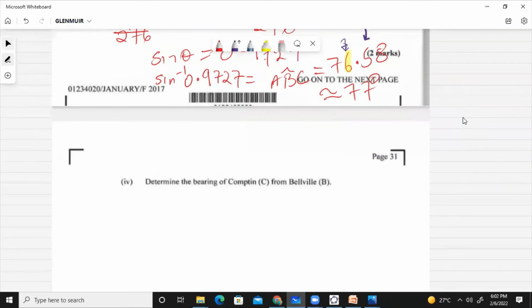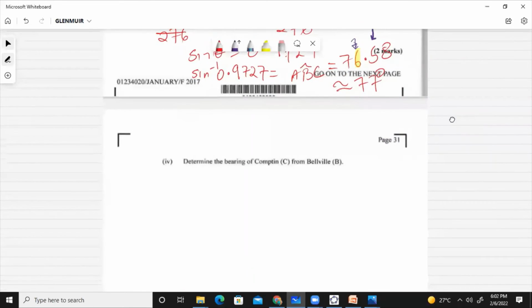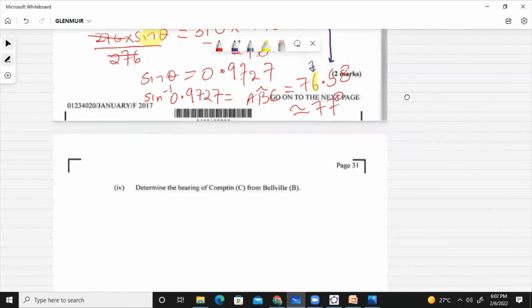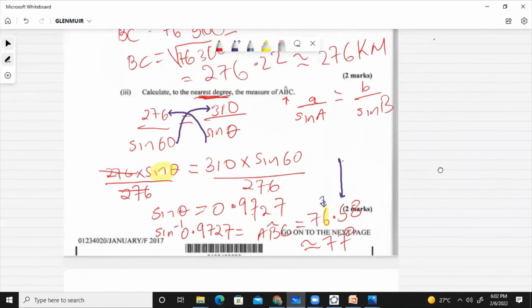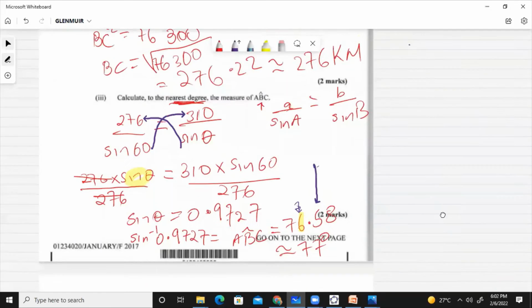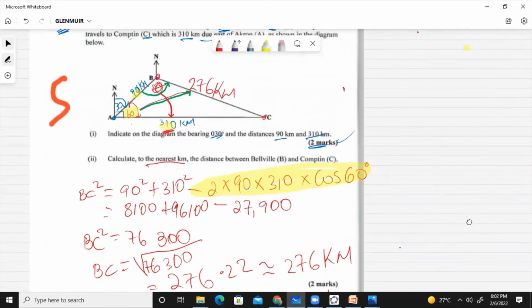All right, let's do this before we go to the next question. It says, determine the bearing of C from Belleville. These questions are nice now. Let us look carefully, this is very important. Determine the bearing of Compton, which is C, from Belleville, which is B. From B, please, from B. So we're going to go at B now.